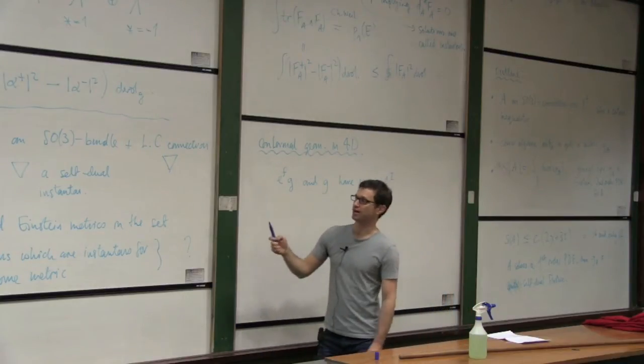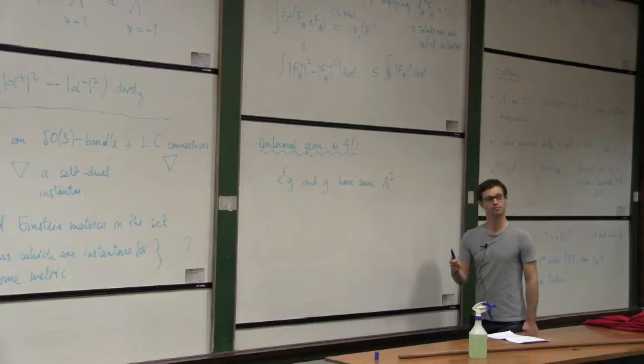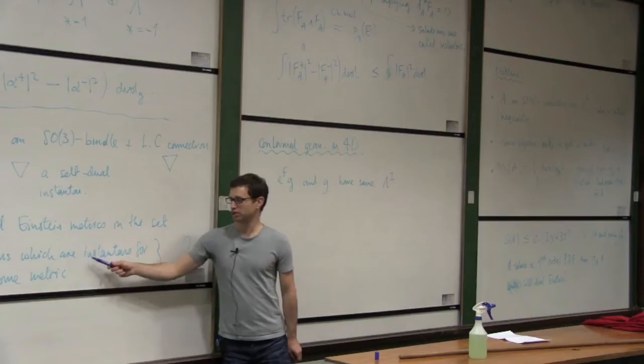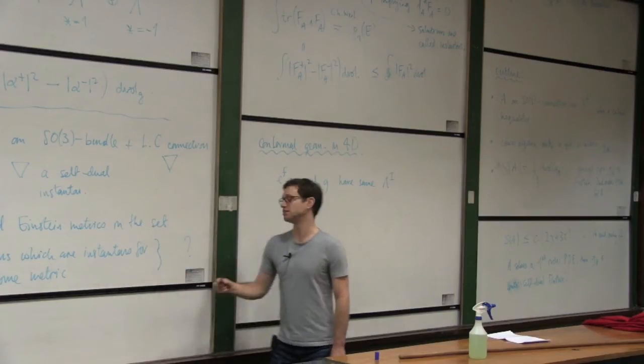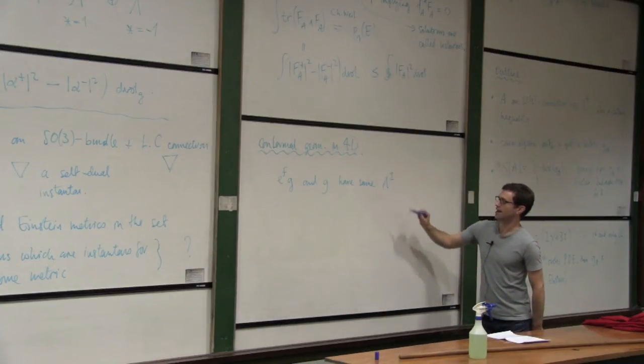Okay? So when I talk about an instanton, I really only need to fix a conformal class. Okay? So the first thing I want to tell you is there are some connections from which you can recover a unique conformal class that makes them an instanton. Okay? So how does that go?